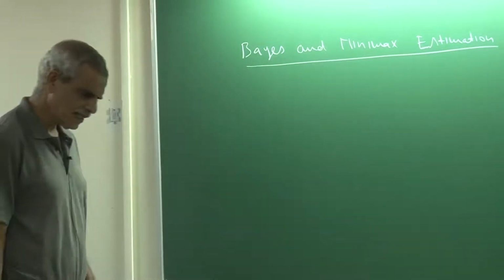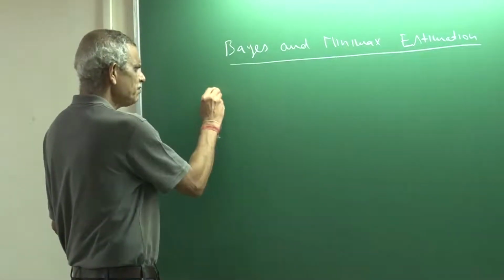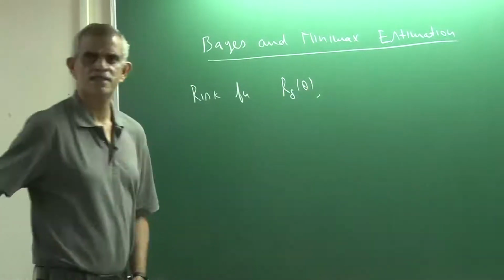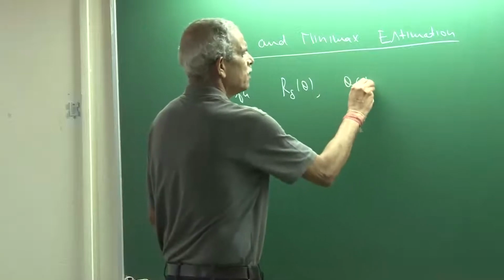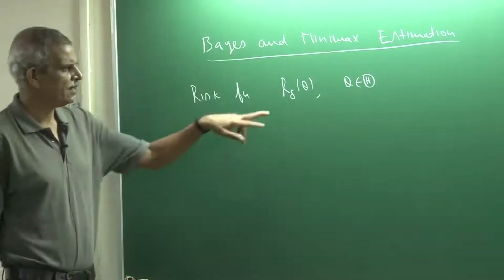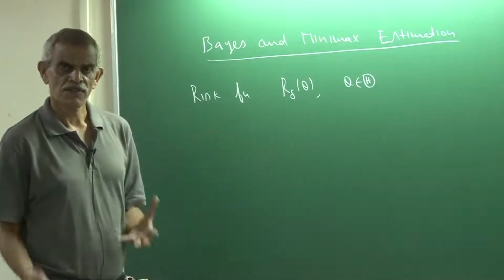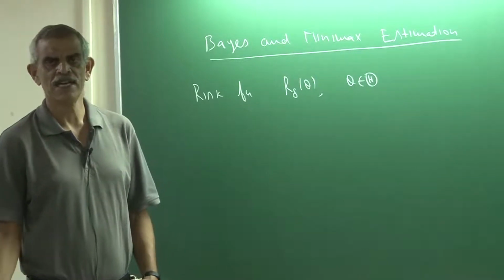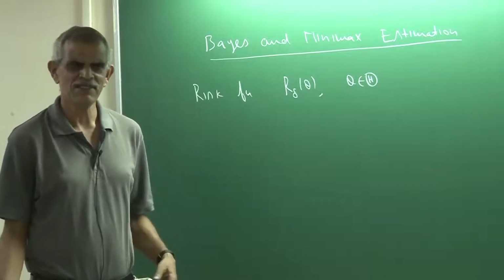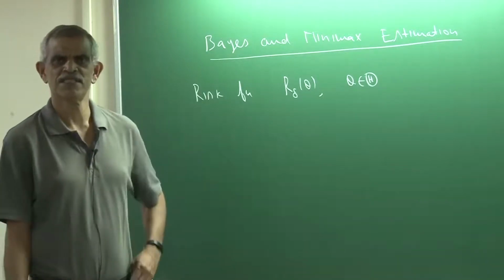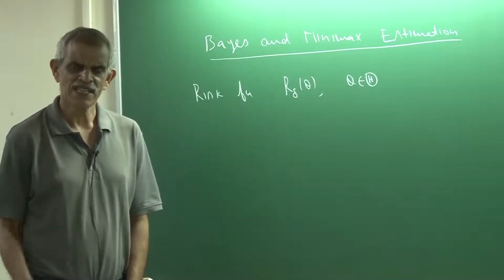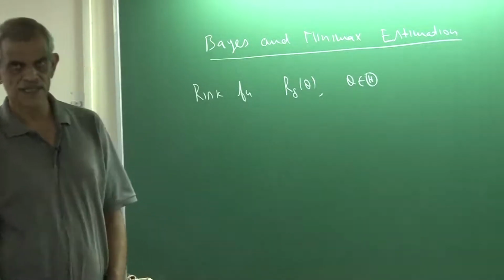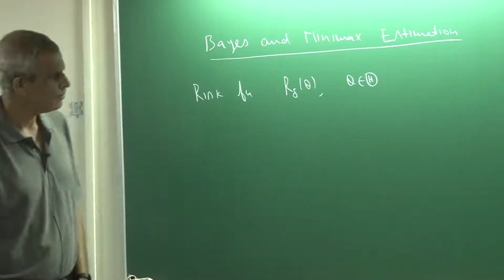In any estimation problem, I have a risk function, R(delta, theta), for any estimator delta. An ideal situation would have been if I am able to find an estimator delta for which R(delta, theta) is minimum at every theta belonging to capital Theta. But then we realize that that is not possible. So then we said that possibly the class of estimators under consideration is too big a class, so I try to restrict the class of estimators. That is the way we studied uniformly minimum variance unbiased estimators and minimum risk invariant estimators.